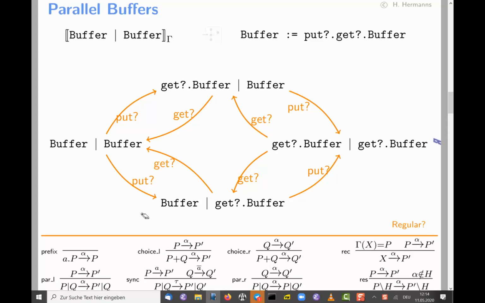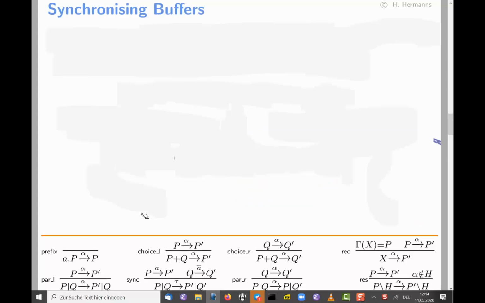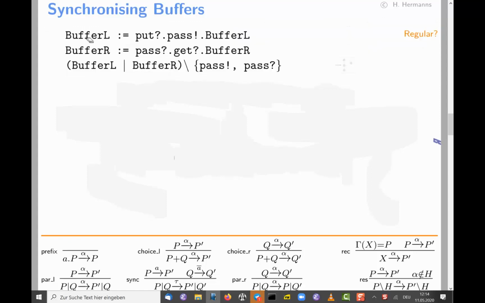Now, let's get something really challenging, namely, what we're going to do is we're going to synchronize buffers. So the specification I will show you now first. Okay, stare at this, and then I give you the intuition.